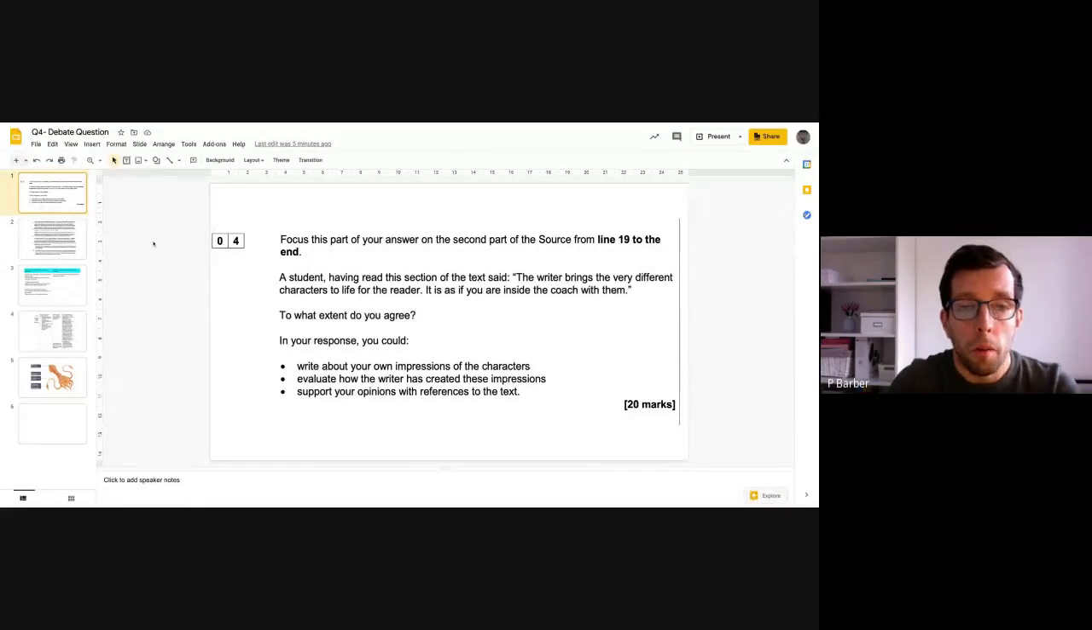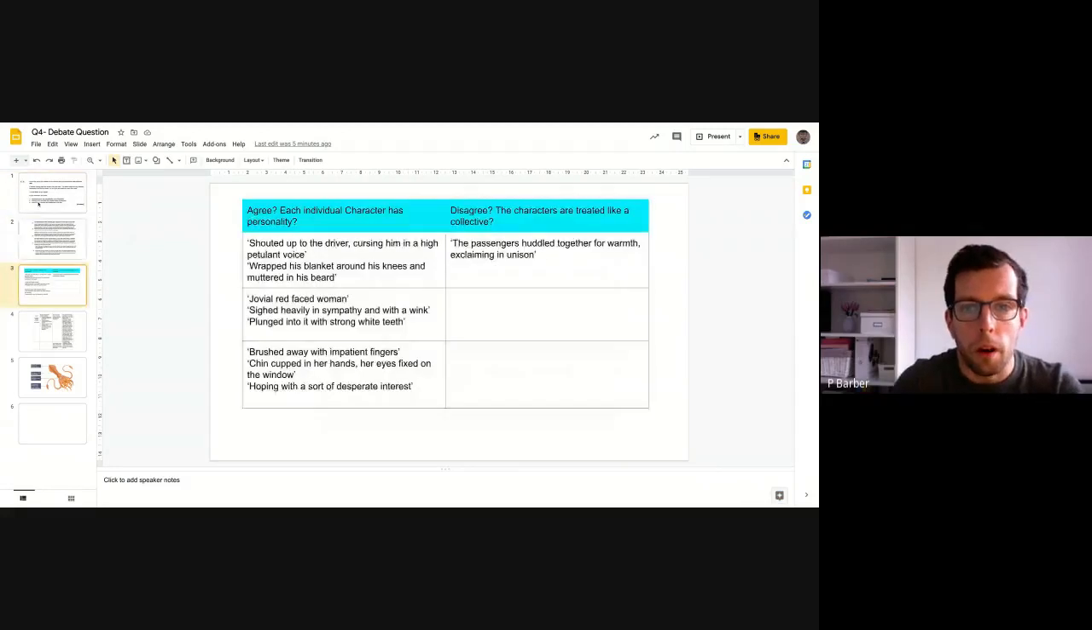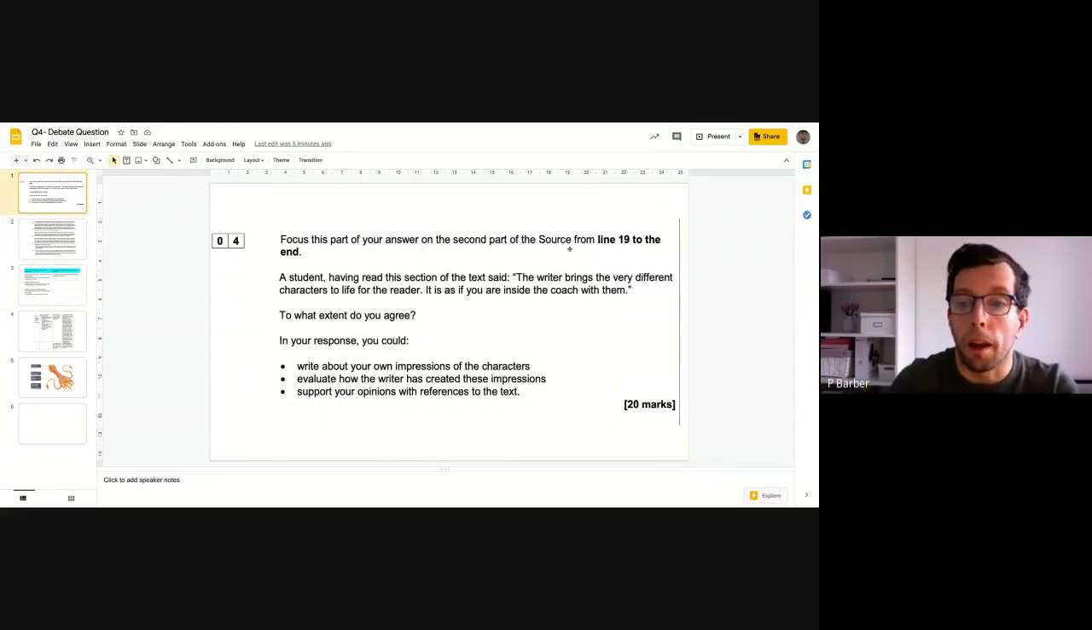Okay, so to start with, this is question 4 from the Jamaica Inn paper, which says this: focus this part of your answer on the second part of the source from line 19 until the end. A student, having read this section of the text, said, the writer brings the very different characters to life for the reader. It is as if you are in the coach with them. To what extent do you agree? In your response, you could write about your own impressions of the characters, evaluate how the writer has created these impressions, and support your opinions with references to the text.